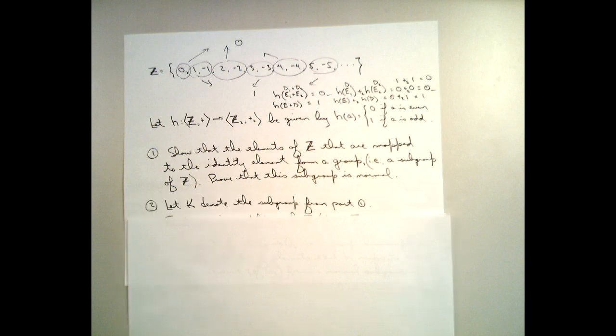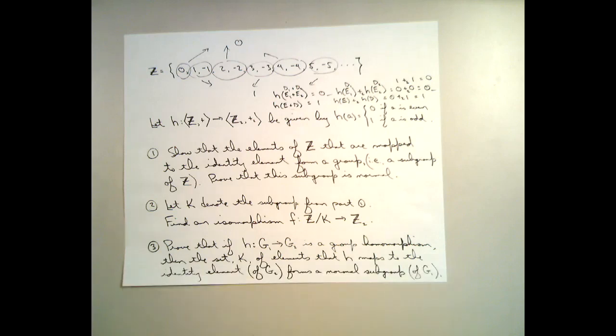All right, after that, let K denote that subgroup from part 1. In other words, K is going to be the set of even integers. And I want you to find an isomorphism that takes the factor group, the quotient group, Z mod K, to Z2, right? A specific isomorphism. I want you to tell me where everything goes. And then I want you to do one more thing.